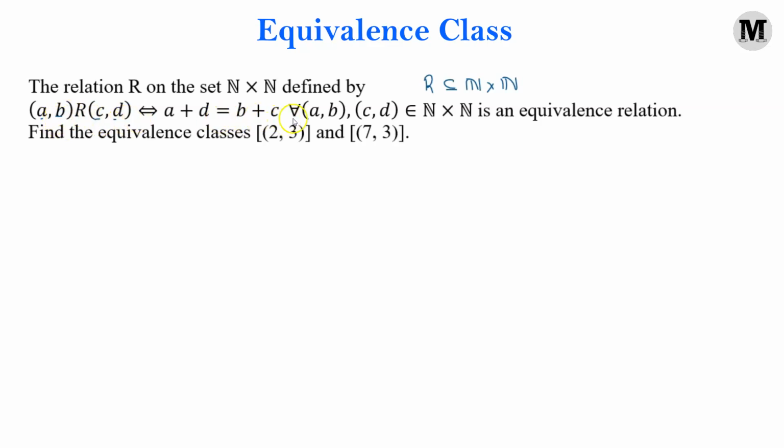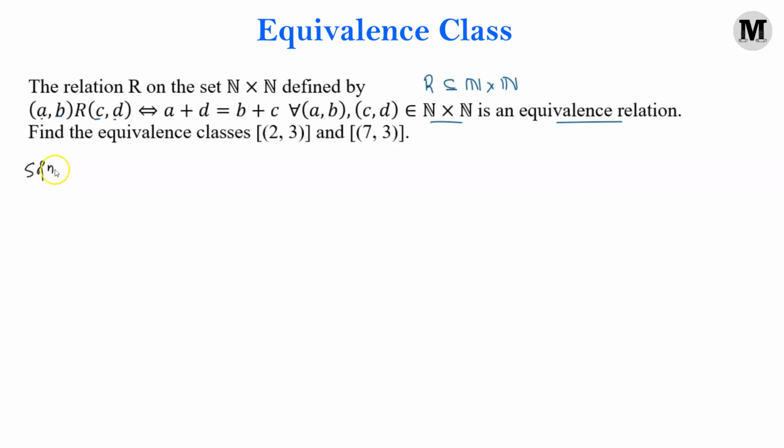So a + d = b + c, and this is going to be true for all ordered pairs (a, b) and (c, d) picked from the Cartesian product of N with itself, and it is given that this relation is an equivalence relation. Now, using this, we need to find the equivalence class of the ordered pair (2, 3) and the equivalence class of the ordered pair (7, 3). Let us begin.